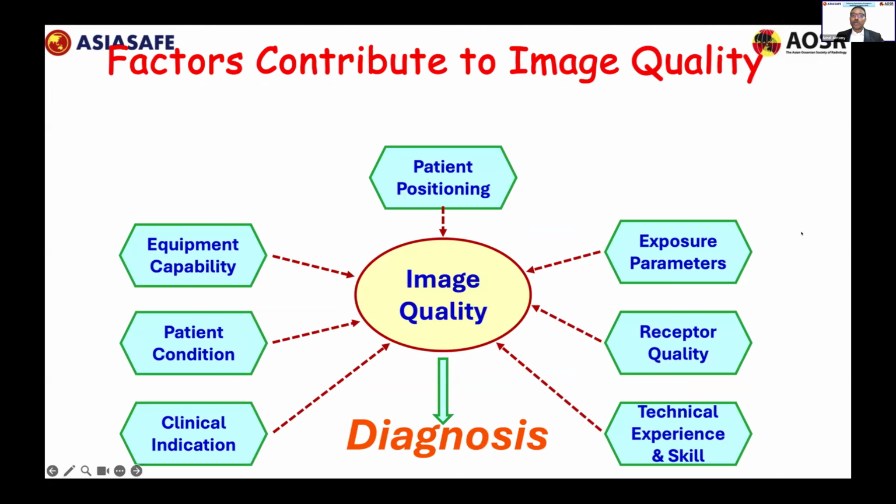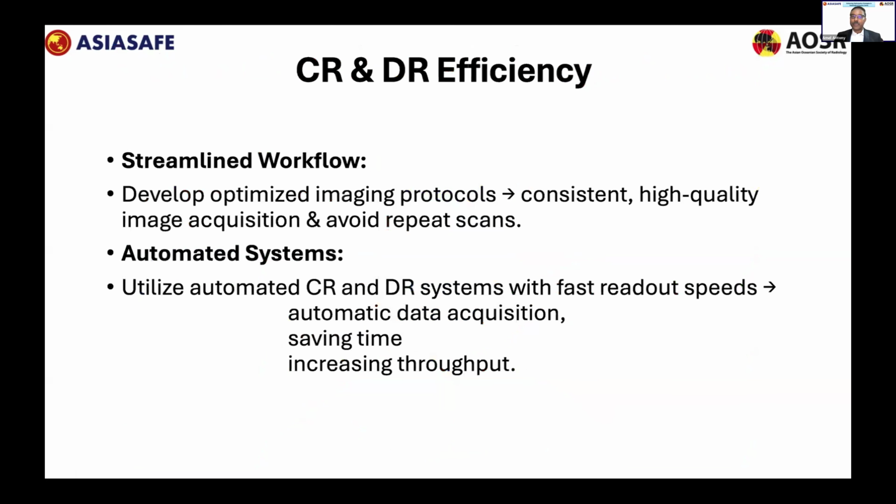Now, finally, when you talk about factors contributing to image quality, already Professor Sam has dealt with all this: the patient positioning, the equipment side, the patient condition, what are the clinical indications which are required, and most important, the exposure parameters. Though we have got latitude, still the exposure parameters have to be optimal and ideal for the part which is X-rayed, and the receptor quality, how the quality has to be maintained, and most important, the technical experience and skill of the technologist who's involved.